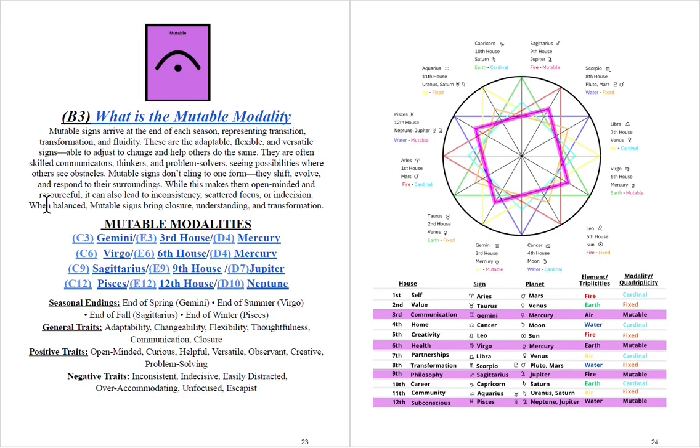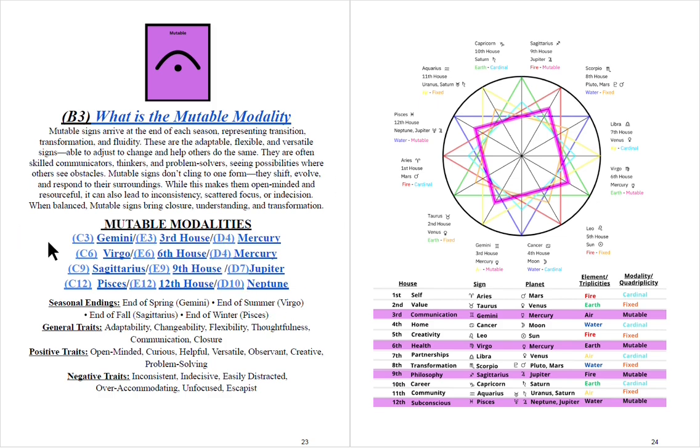But let's go over what are all the mutable signs. The mutable signs are Gemini, Virgo, Sagittarius, and Pisces. The mutable houses are the 3rd house, the 6th house, the 9th house, and the 12th house. The mutable planets are Mercury, Jupiter, and Neptune. As you can see, Mercury is shared by both these two signs. We'll talk more about that in the D section.